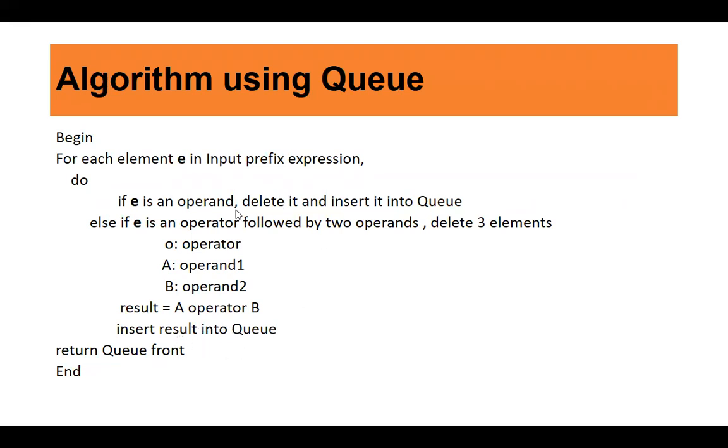At the end, if E is an operator not followed by two operands, then delete that operator from the front and insert it at the rear. At the end, you will have a single value in your queue, and that will be the result of evaluation. So let us look at an example so the concept will be more clear.